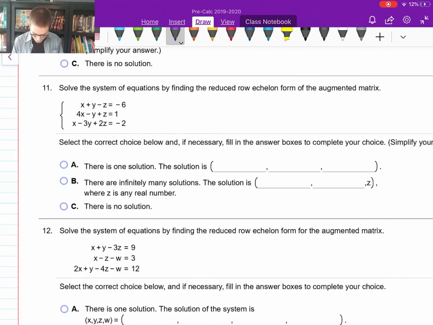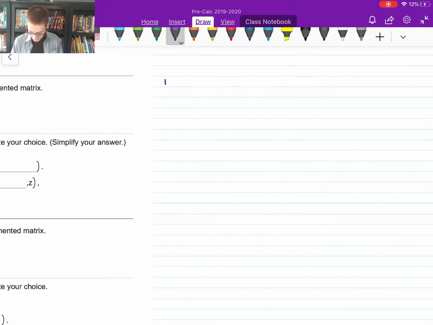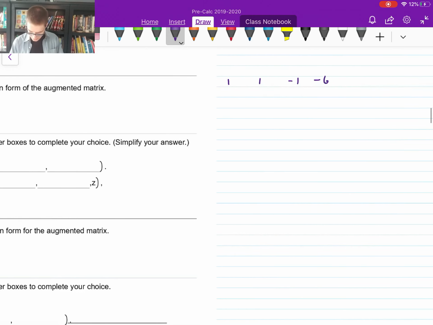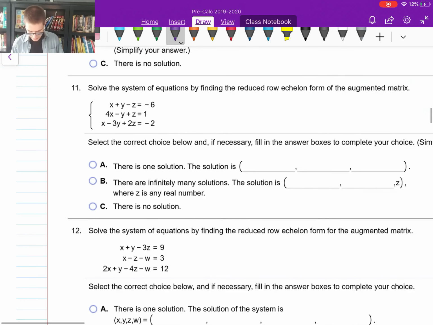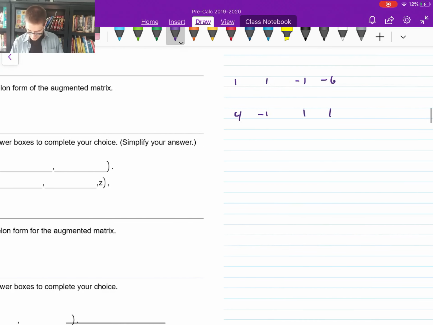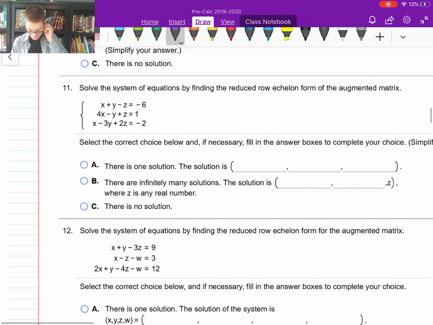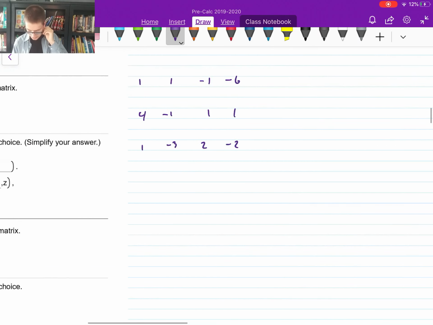So we've got 1, 1, -1, -6. And then 4, -1, 1, 1. Did I get that right? Yes. And then 1, -3, 2, -2. And there it is. All right, that should be good to go.